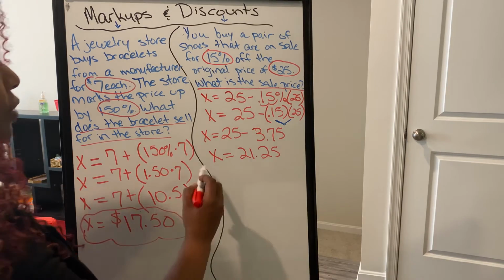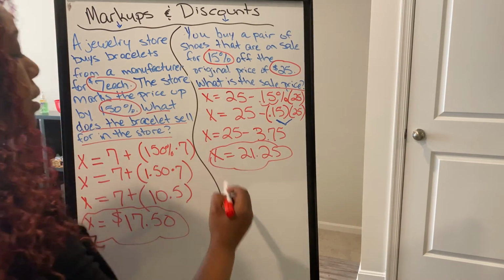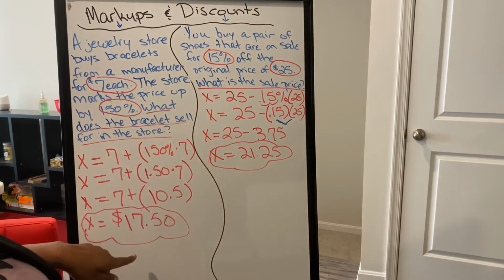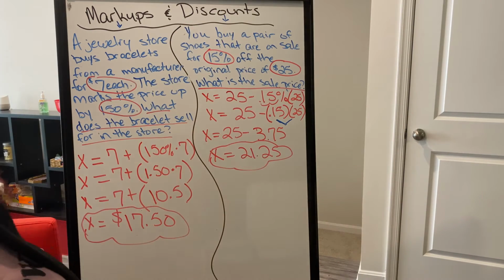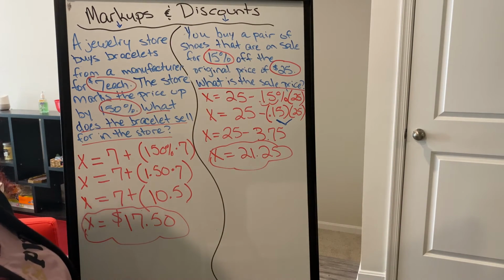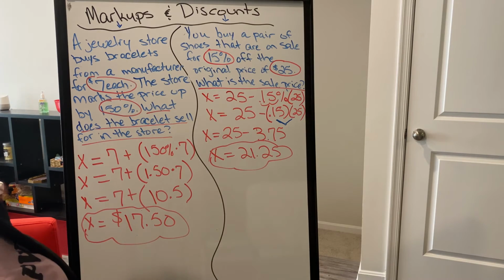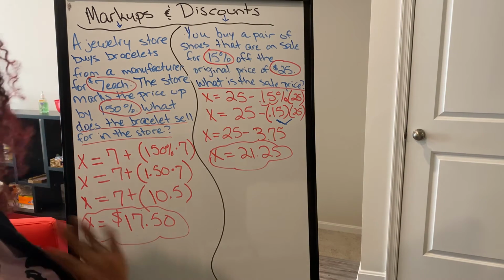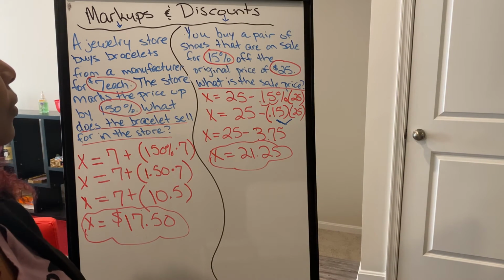Take a screenshot if you need to of these. This is how you figure out markup. This is how you figure out a discount. I'm going to leave that there for a second in case you need to pause and take a screenshot.